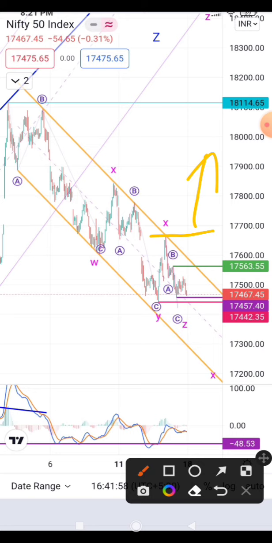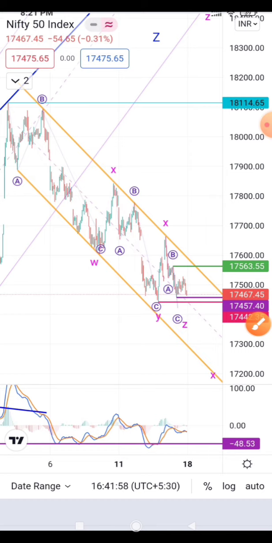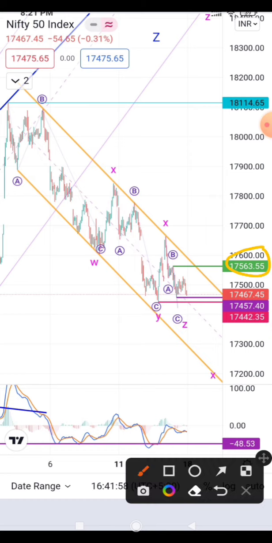You can take even consideration of 17,563 to go for upside. So some retracement will come and then it will drop. You can write that retracement. But yeah, we need to wait for this move.